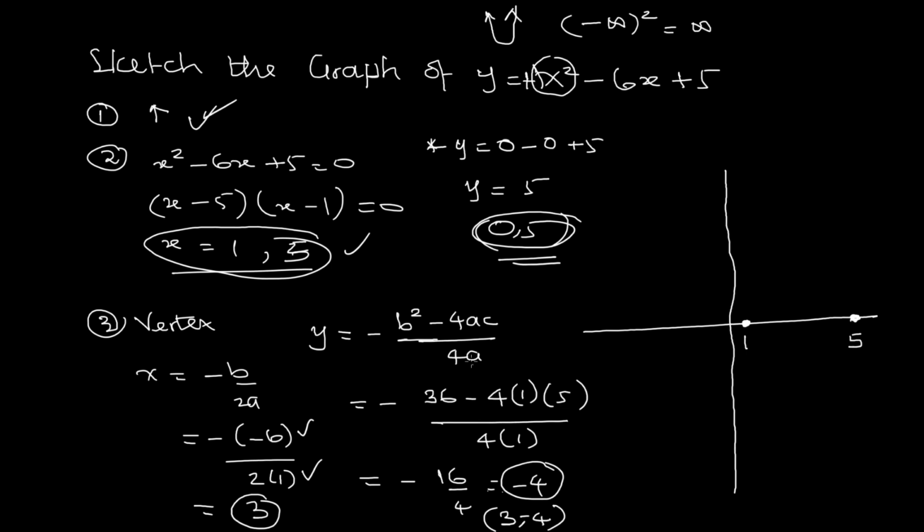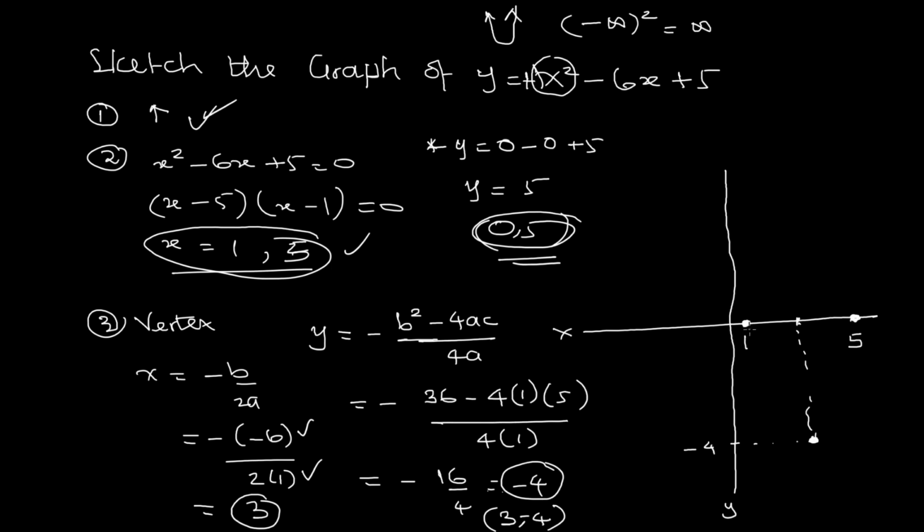What other point can we look for? It's this 3. So we're going to say this is minus 4, because this is the y-axis and this is the x-axis. And then here we're going to say 1, 2, 3, 4, 5. So it's going to be somewhere in the middle here. So this point is going to give us the vertex. So we show it there.